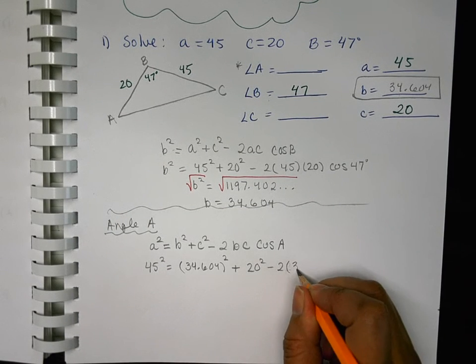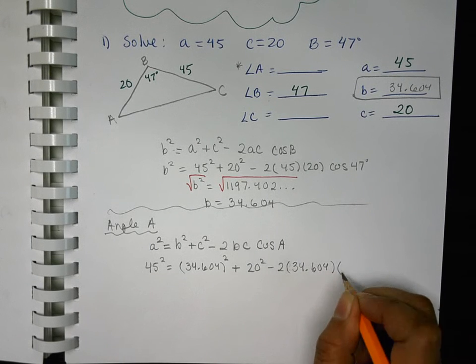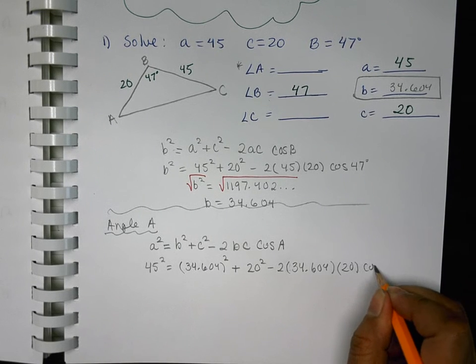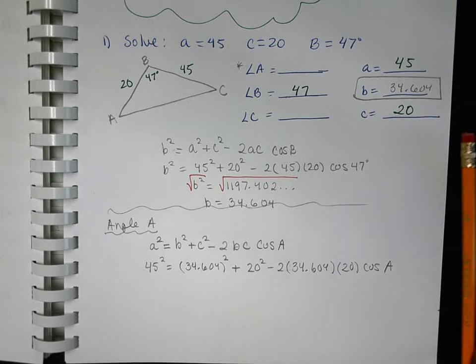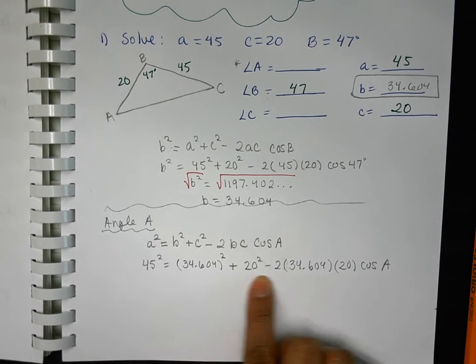Parentheses 34.604 times C times cosine of A. You should have only one unknown. Do you agree? Angle A is the only thing unknown, and everything else is what I'm looking for.